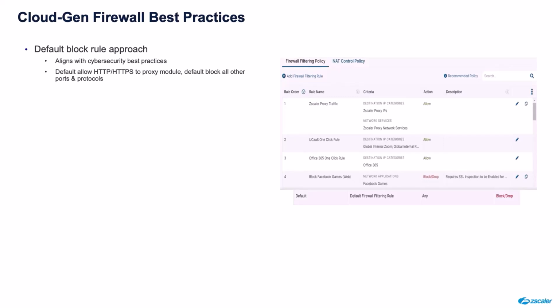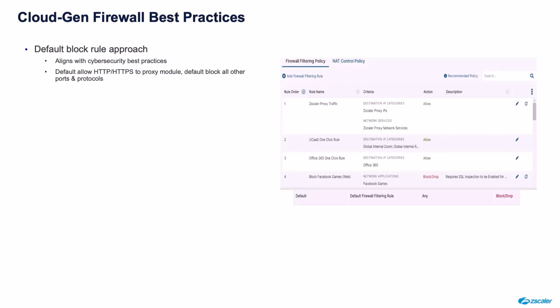Other important default rules get inserted as soon as you turn on certain capabilities like Microsoft 365 One Click or UCaaS One Click. We recommend leaving those as they are. As I mentioned, they will automatically and dynamically identify the app and allow the traffic so that you do not have any productivity challenges for your end users.